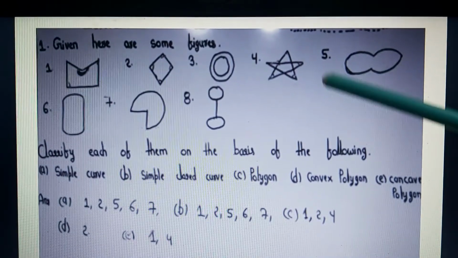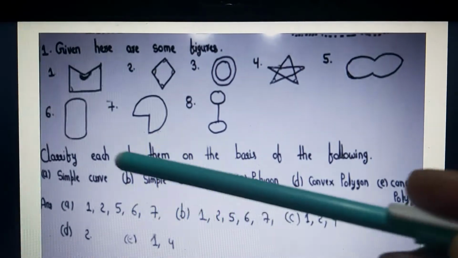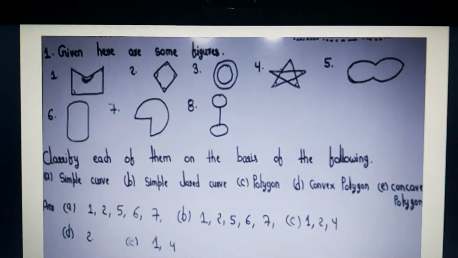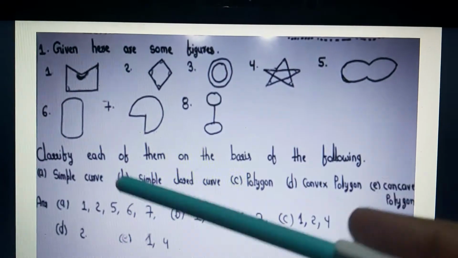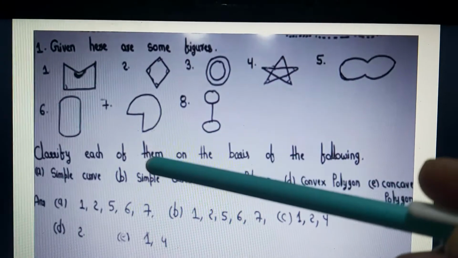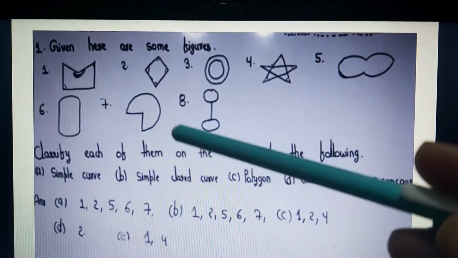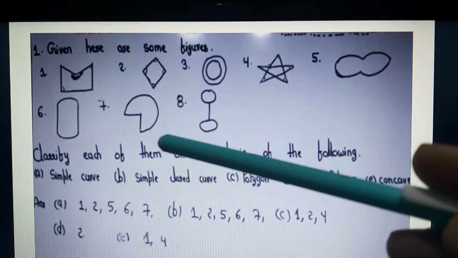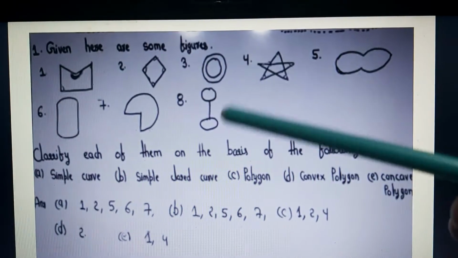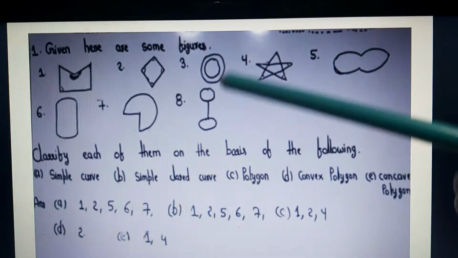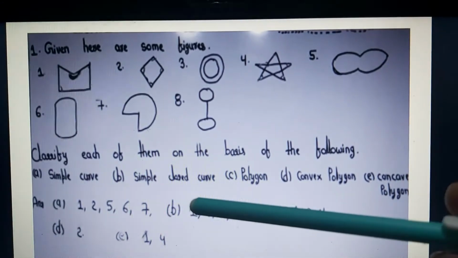Number 5, yes, it is a simple curve. And number 6 is also a simple curve because it is made by line segments. Number 7 is also made by line segments and it's a closed figure, so it will be a simple curve. And number 8, two circles are there and they are connected with each other, so that is not a simple curve.